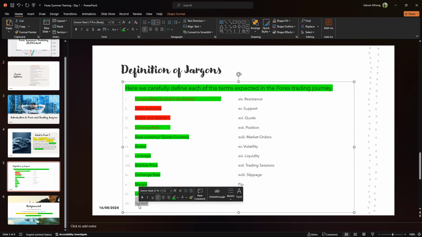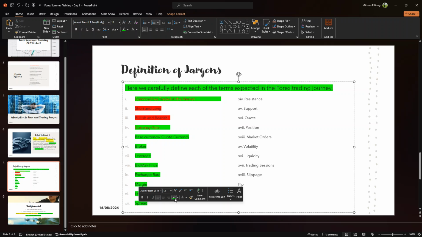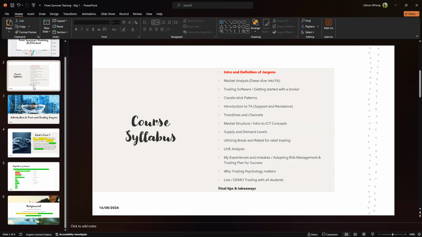We now have spread. Spread is also a charge that is accounted for by brokers. So we'll not have too long classes. Our next class will be looking at the rest of the jargons. Then this is the syllabus. After we're done with the jargons, in our next class we'll complete that. Then we'll be looking at market analysis, where we start fundamental analysis. Then we look at some of the nitty-gritties you need to know to get started as a trader. Then we look at trading software and we kickstart properly.